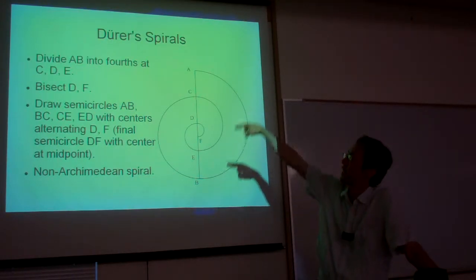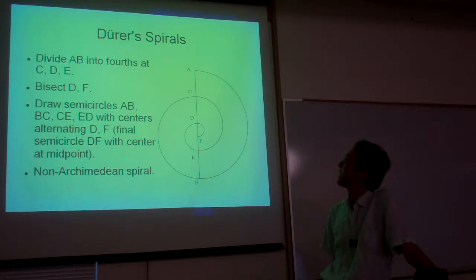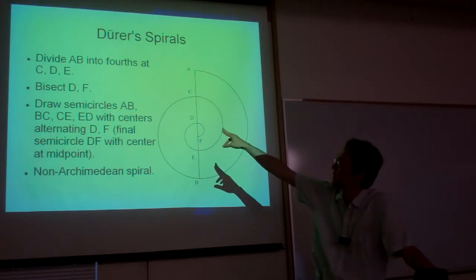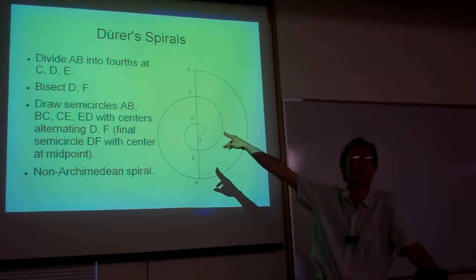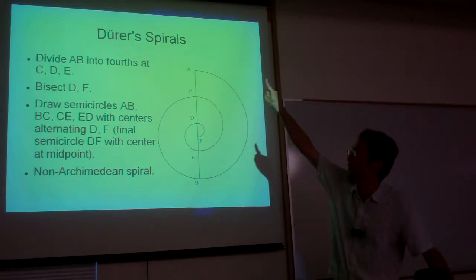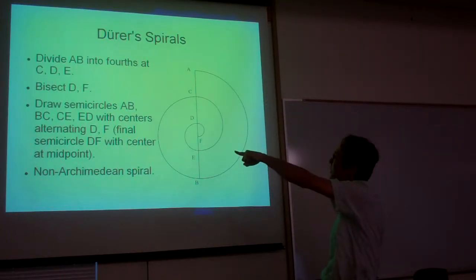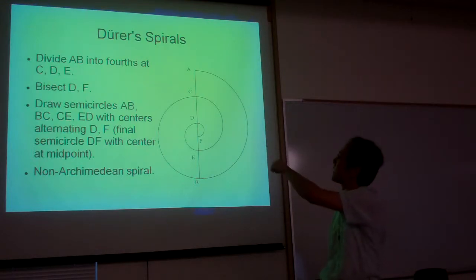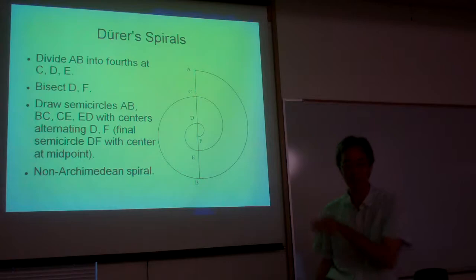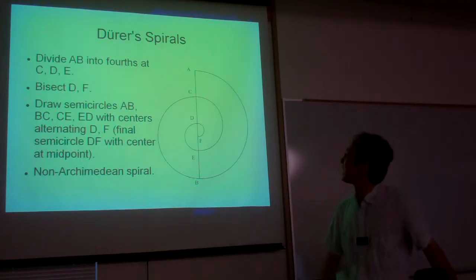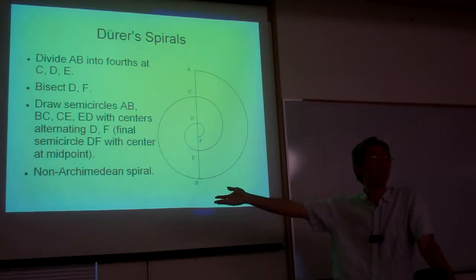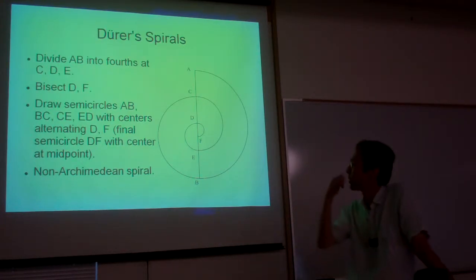What we're going to do is take a straight line, divide it into fourths, and then bisect one of those fourths, and this point F here in the center is going to be the center of our spiral. Now, Dürer's construction actually begins from the outside. So we'll draw a semicircle with AB as the diameter. We'll draw another semicircle with BC as the diameter, and we'll keep drawing these semicircles where our diameters keep dropping. And what we obtain is a spiral that has been created purely using the arcs of circles.